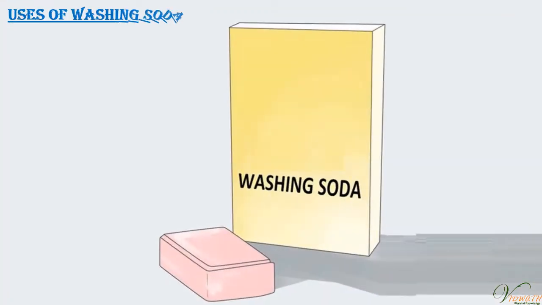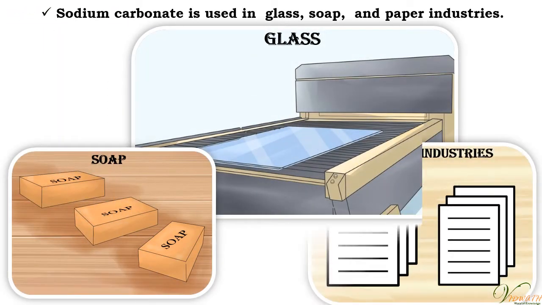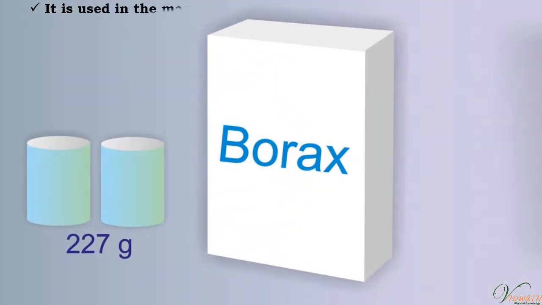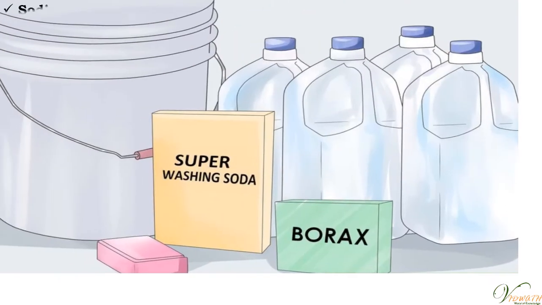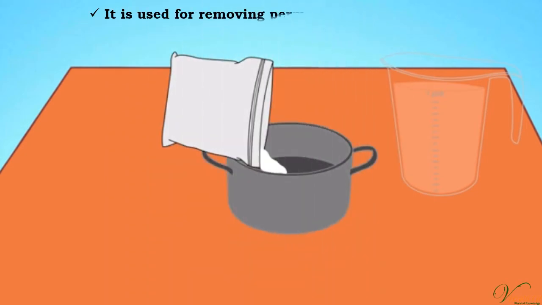Uses of washing soda. Sodium carbonate is used in glass, soap and paper industries. It is used in the manufacture of sodium compounds such as borax. Sodium carbonate can be used as a cleaning agent for domestic purposes. It is used for removing permanent hardness of water.